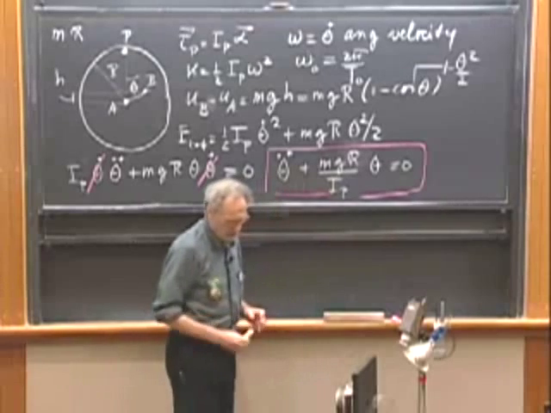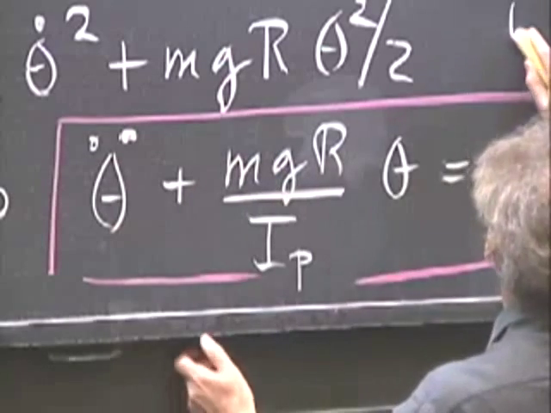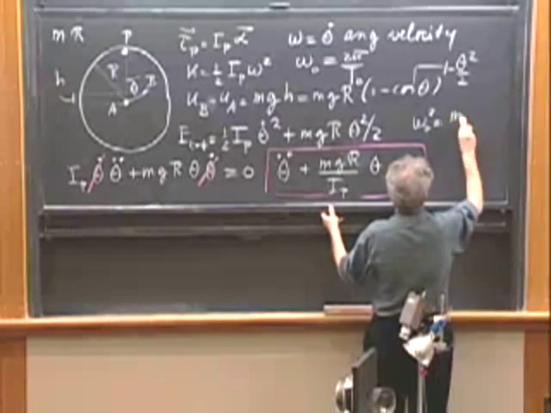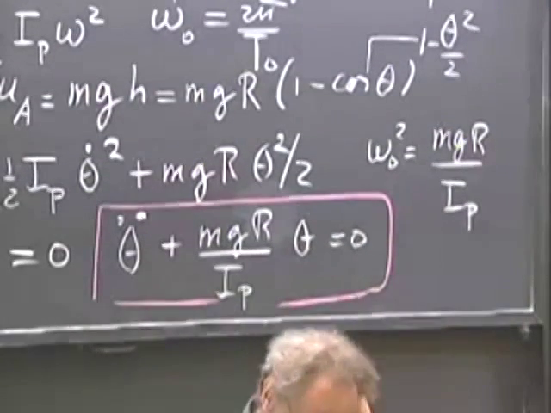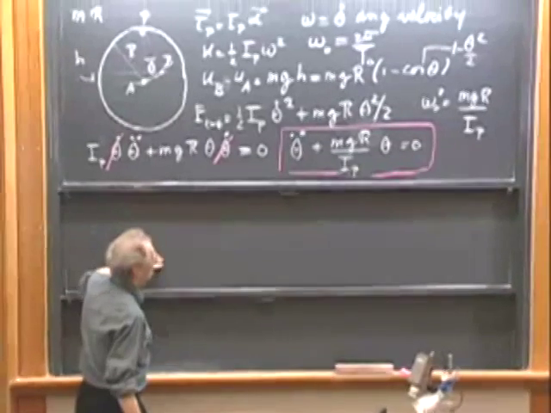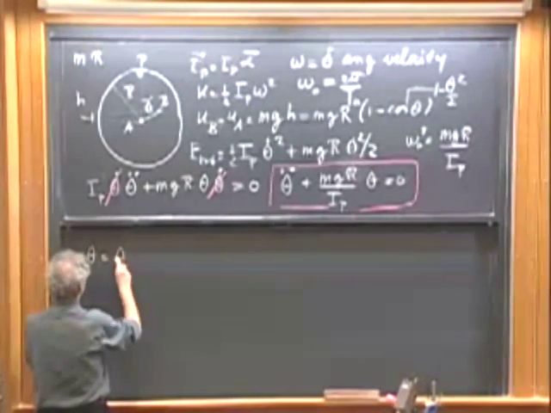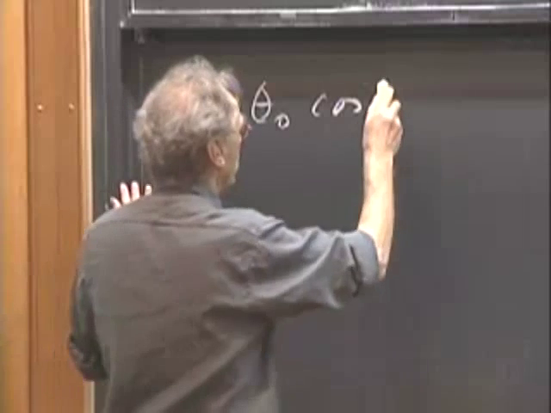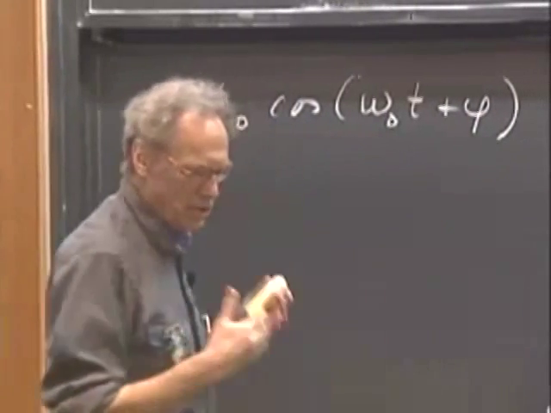The solution to that equation is immediately obvious. Omega 0 squared, I use now the omega 0, equals mg times r divided by I_P. And so the general solution for this oscillation then becomes that theta is theta 0, that is the amplitude, times the cosine, or the sine if you prefer that, omega 0 t plus some phase angle phi. That is the general solution.